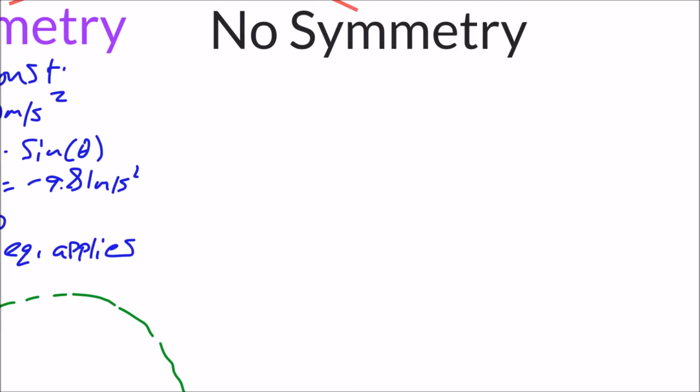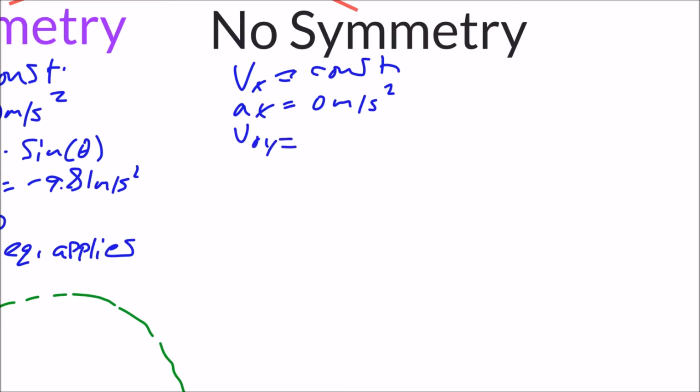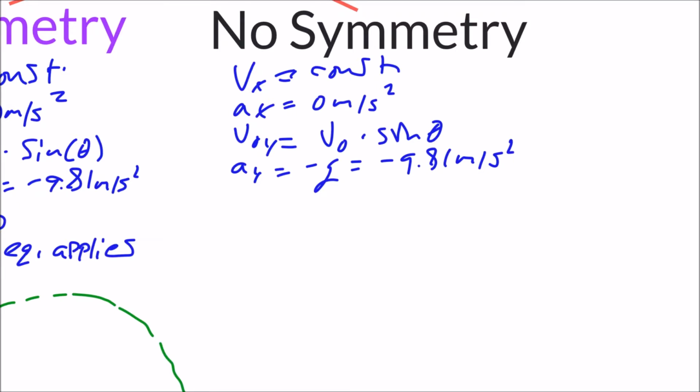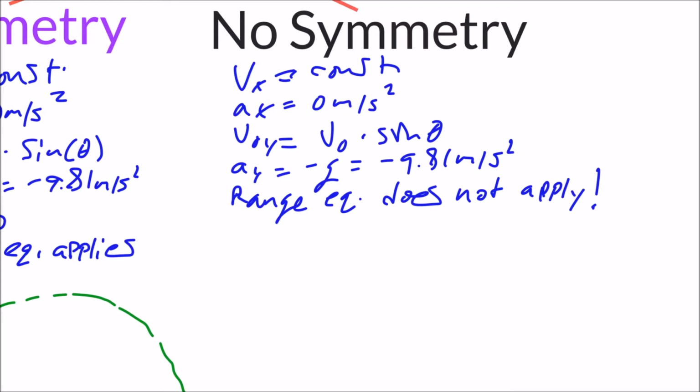Okay, we know that the x velocity is still going to be constant. We know that the x acceleration is still going to be 0. We know that the initial y velocity is going to be the initial velocity times the sine of theta. We know the acceleration is going to be negative little g, which is negative 9.81 meters per second squared. We know that the range equation does not apply. Okay, so those are some things that we know.